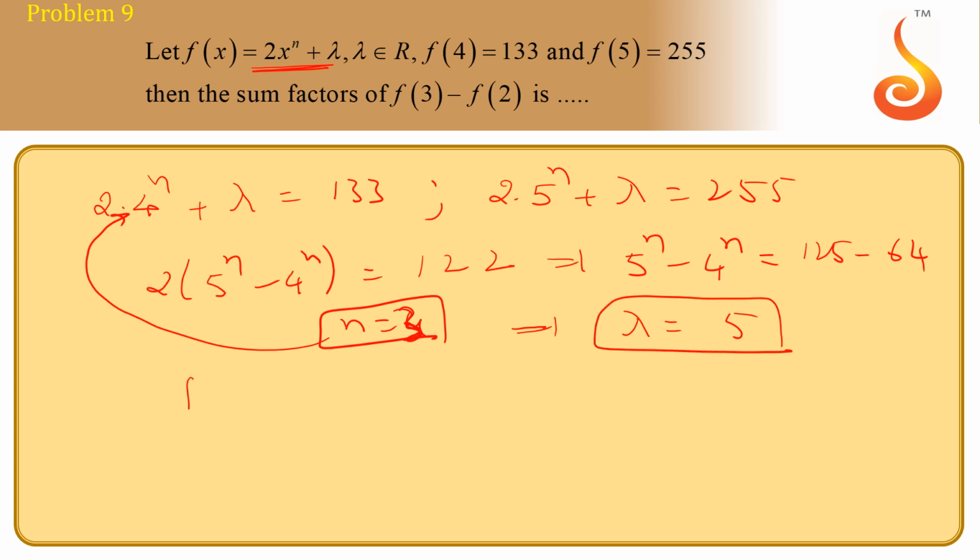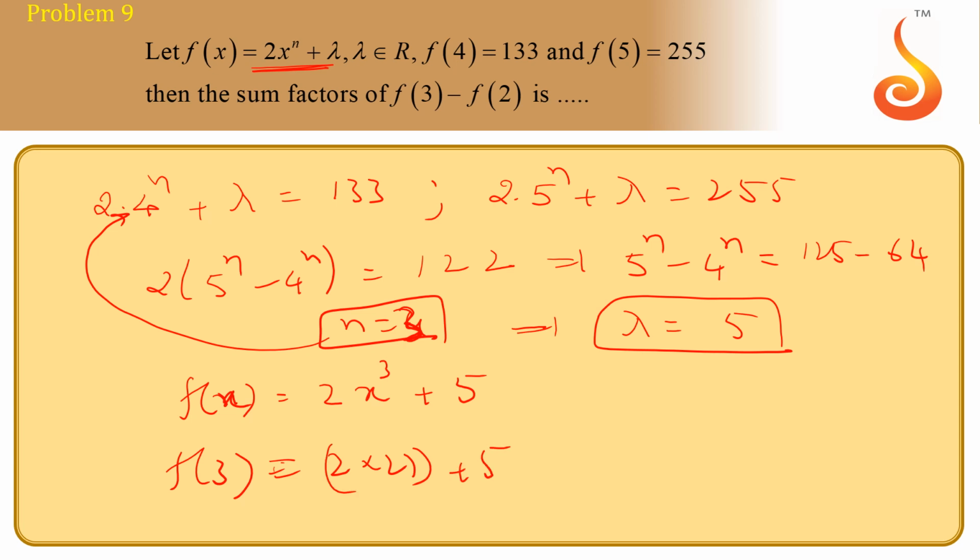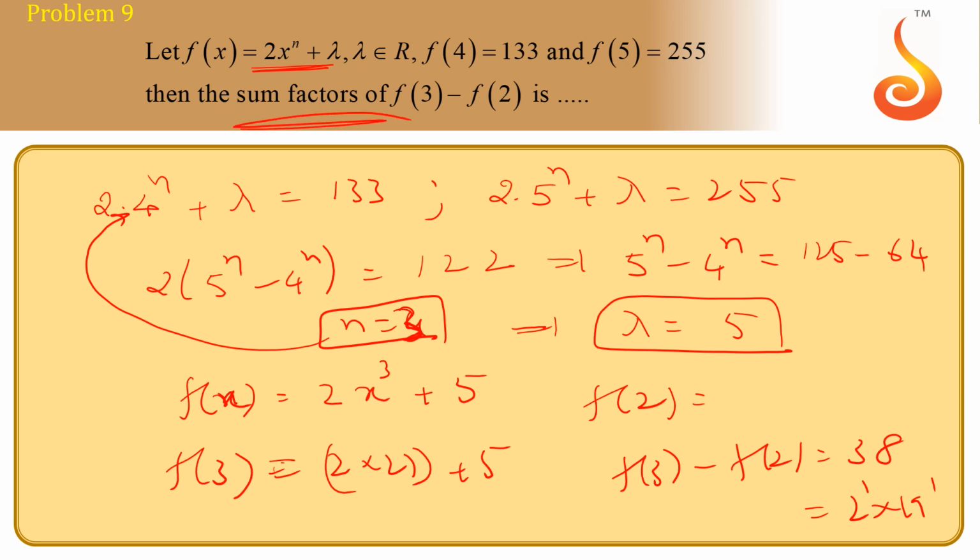So we can write the function now. F of x equals to, what is the function? 2x cube plus 5. Then what is f of 3 value? 2 into 27 plus 5. Similarly f of 2 you calculate, 5 gets cancelled, then f of 3 minus f of 2, you will get 38, which is 2 into 19, 2 power 1, 19 power 1. Sum of the factors we can write now: 2 power 0 plus 2 power 1 into 19 power 0 plus 19 power 1.